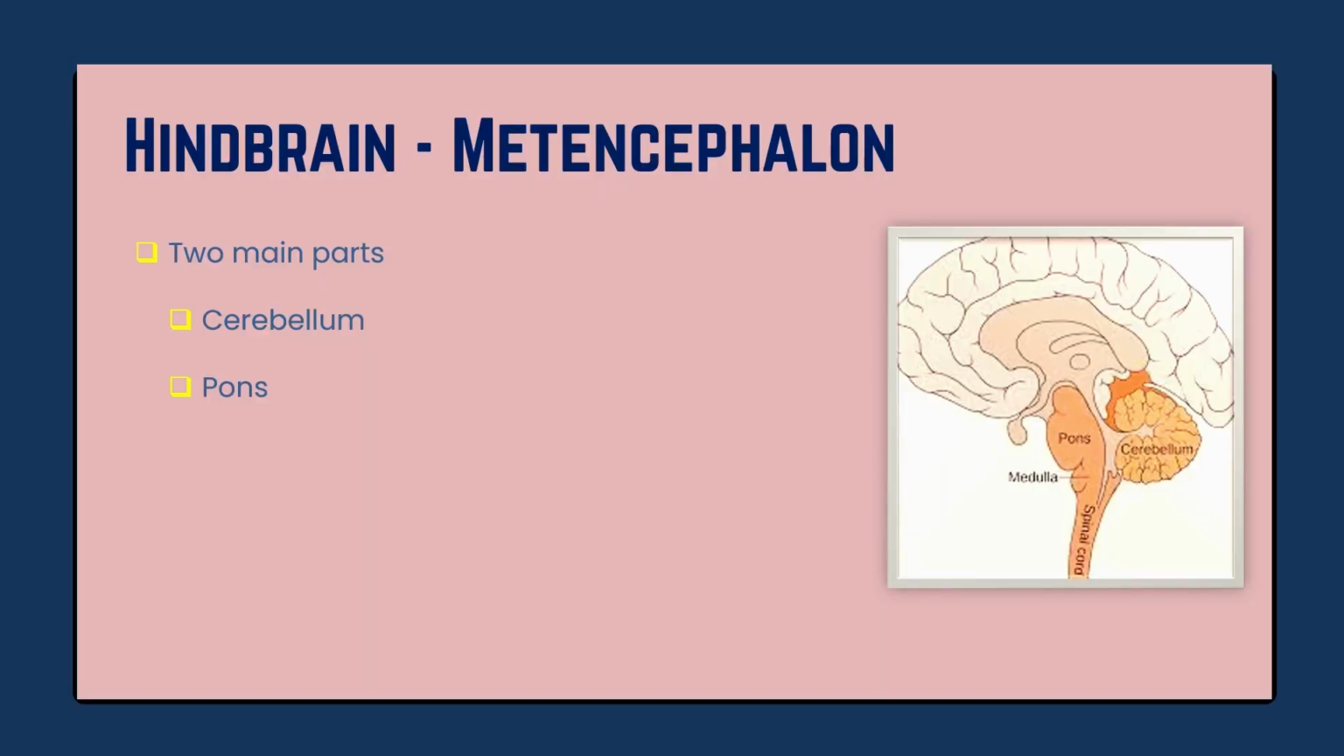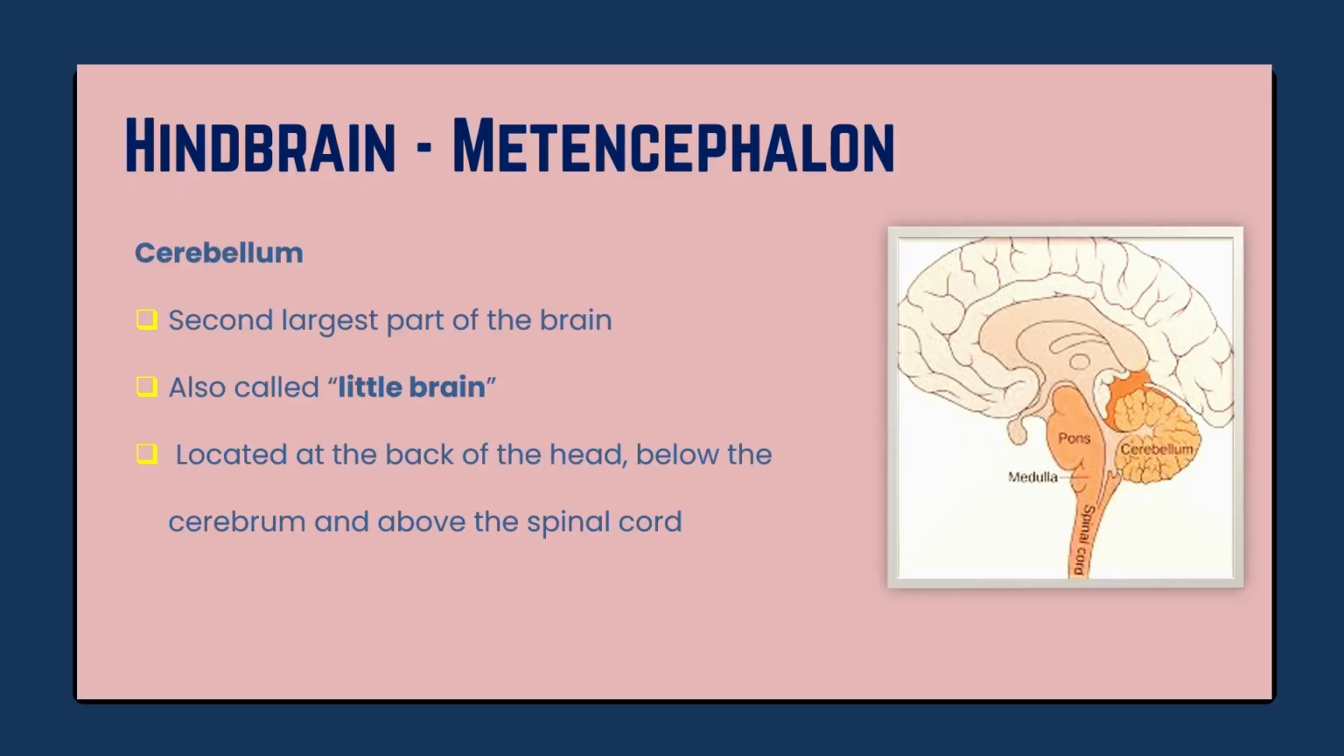We talked about these two parts. First is cerebellum, second is pons, right? Let's look at each of these parts in detail. First, cerebellum is the second largest part of the brain. Which is the first largest part of the brain? The cerebral cortex, also called the cerebrum, right? After cerebrum, cerebellum is the second largest part of the brain.